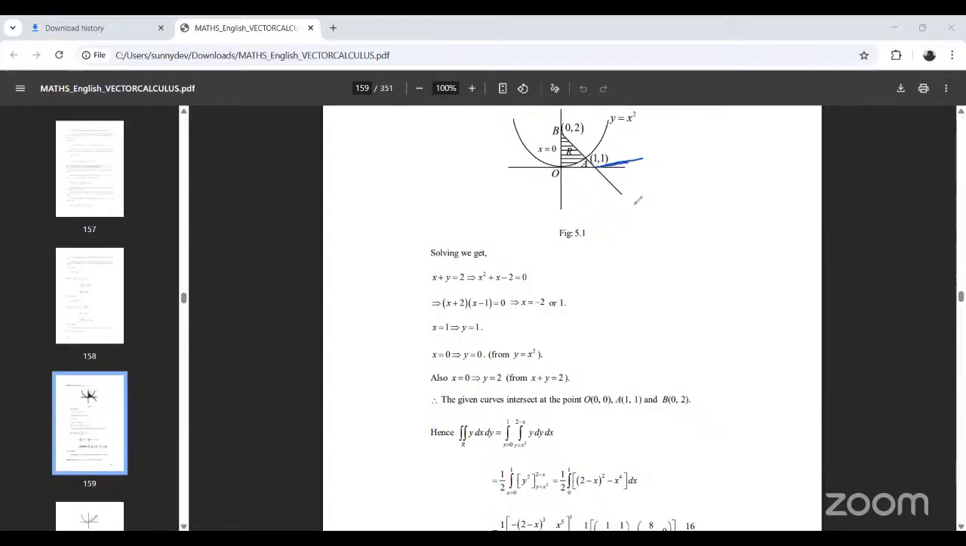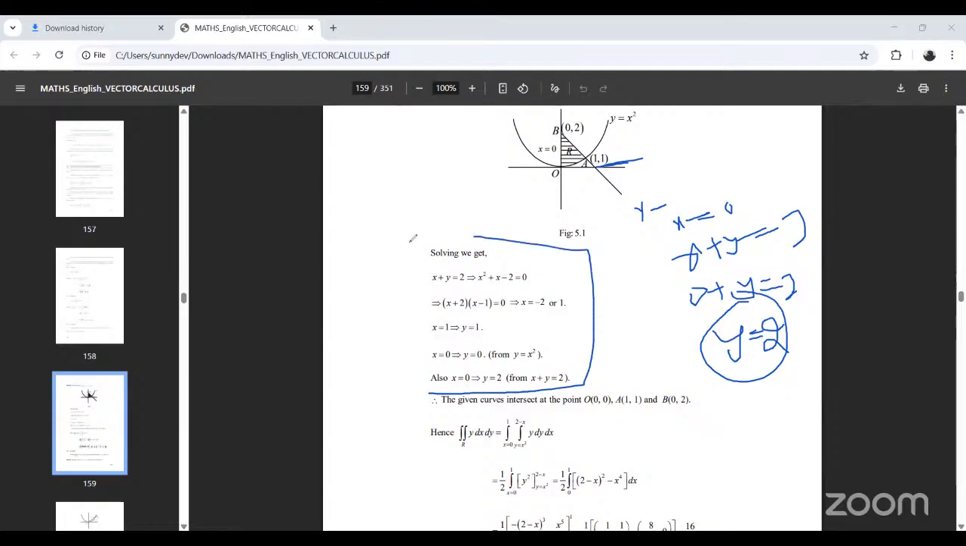Next, x equal to 0. They are given the y-axis, so y-axis means x equal to 0. Then with x equal to 0 in x plus y equal to 2, we get y equal to 2. Now see the x limits: x is changing from 0 to 1.